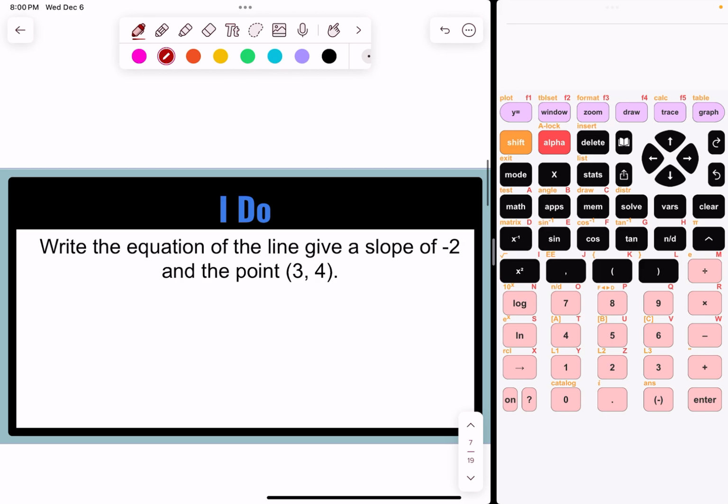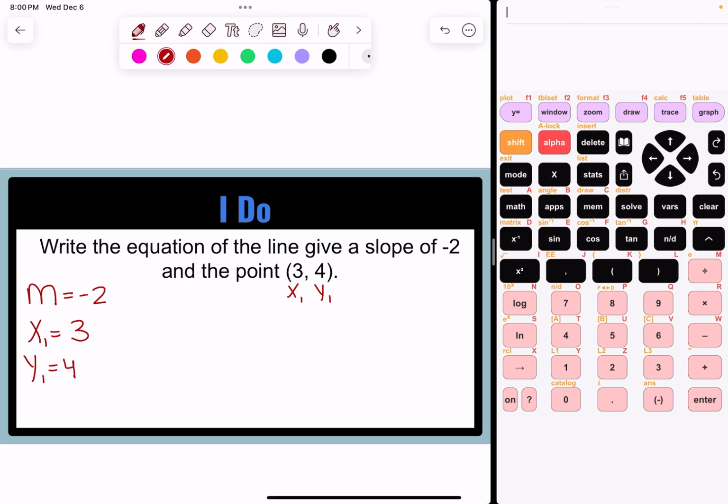I do. Write the equation of a line given the slope of negative 2. Slope, we use the letter m. m equals negative 2. And the point, (3, 4). So that means my x1 is 3 and my y1 is 4.